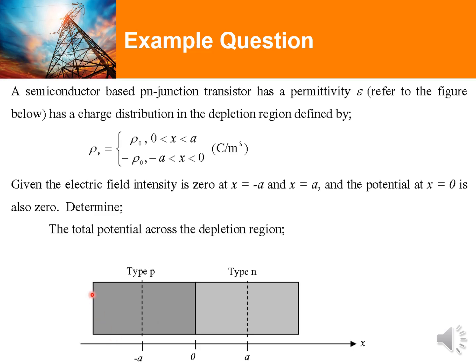In this region, we call it the type P part of the transistor, and this is the type N part of the transistor. Given that electric field intensity is equivalent to 0 at x equivalent to negative a and a, plus the potential at x equivalent to 0, we need to determine potential across the depletion region. The depletion region is therefore between negative a and a. So how do we solve this problem?